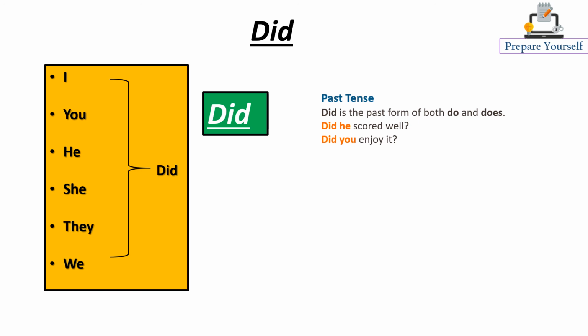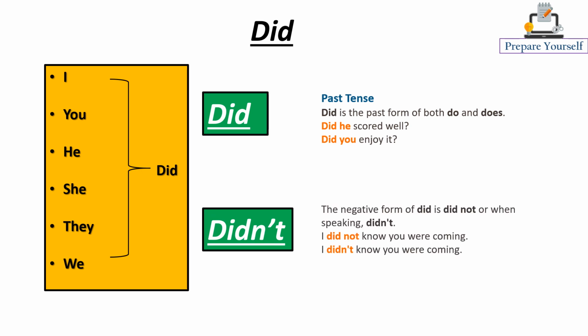Now let's have a look at the negative sentence structure of did. It is didn't. The negative form of did is did not, or we can say it is didn't. I do not know you were coming. I didn't know you were coming. Is it right?